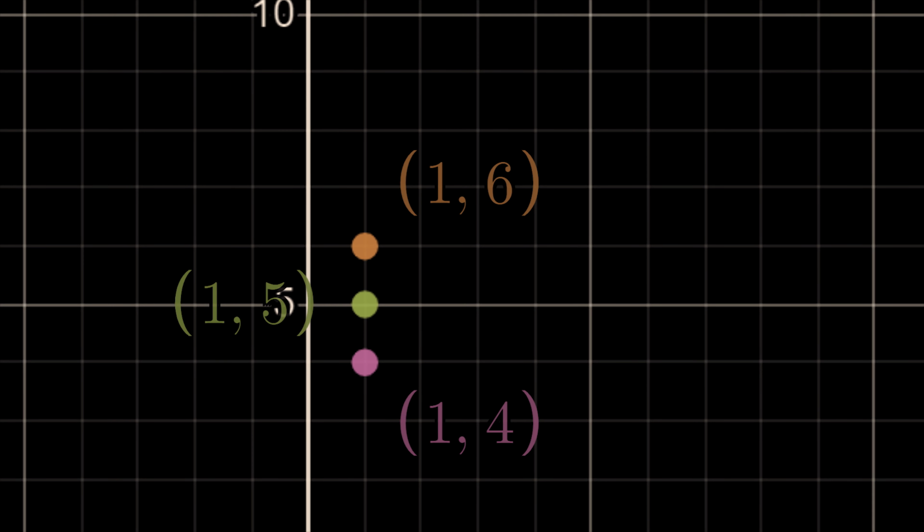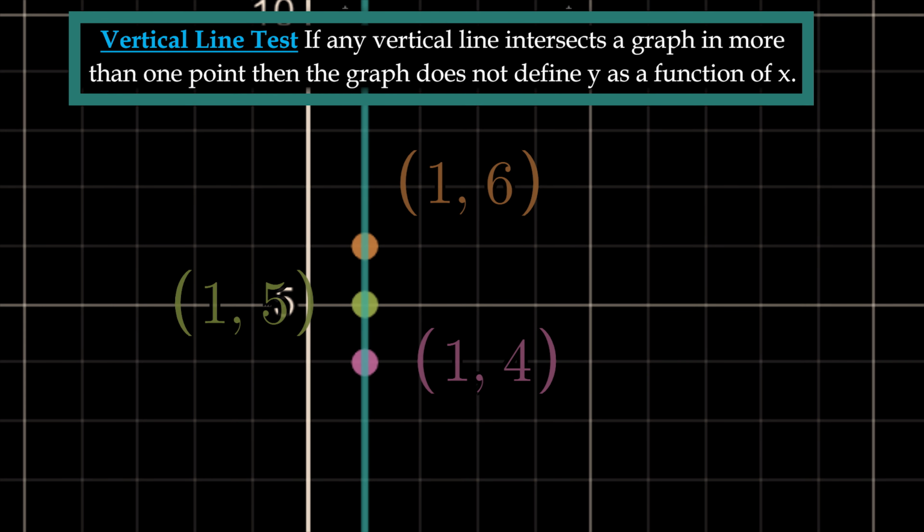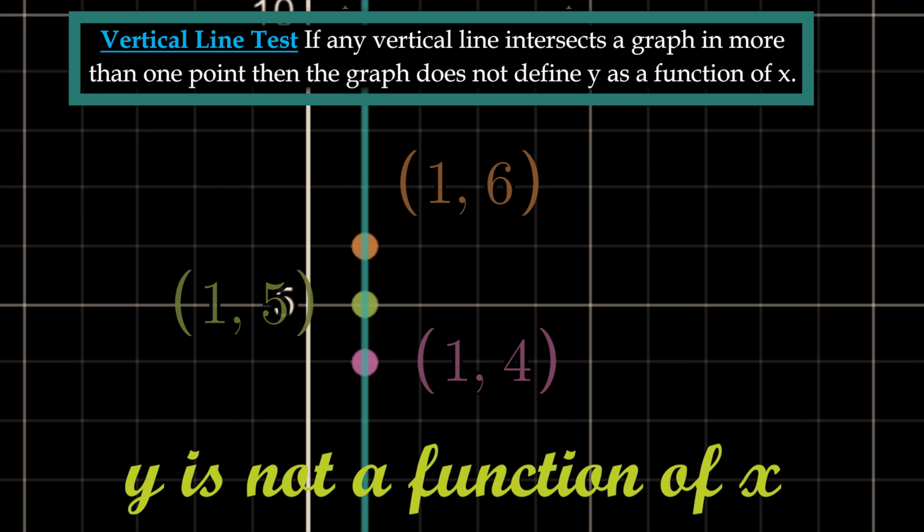Here's another example. We see that 1 goes to 3 different y values, 4, 5, and 6. Visually, this looks like 3 points stacked on top of each other. Thus, it fails our vertical line test, and we say that y is not a function of x.